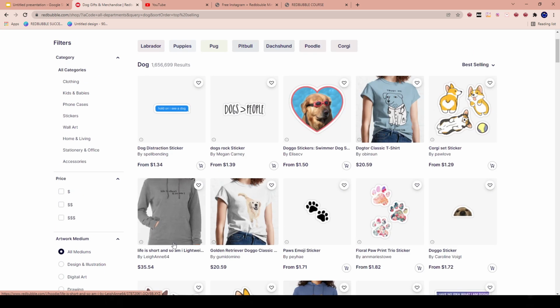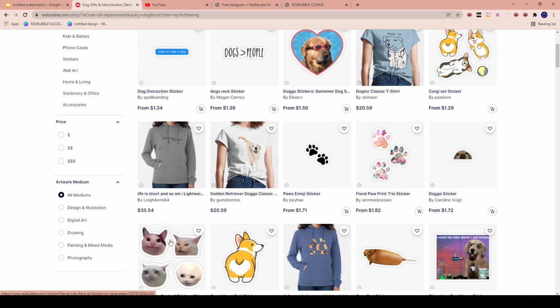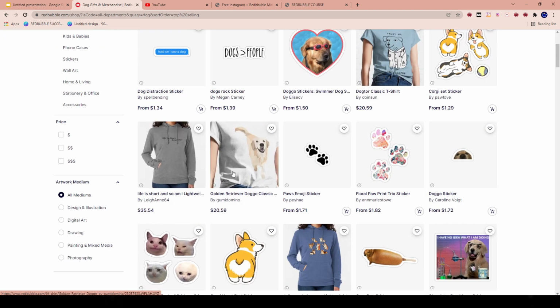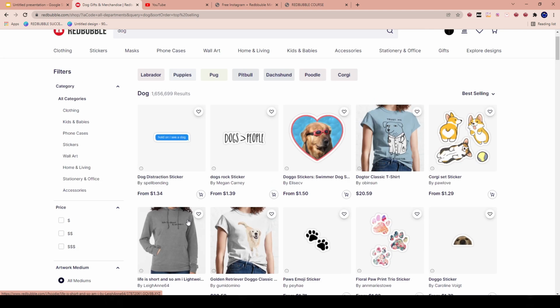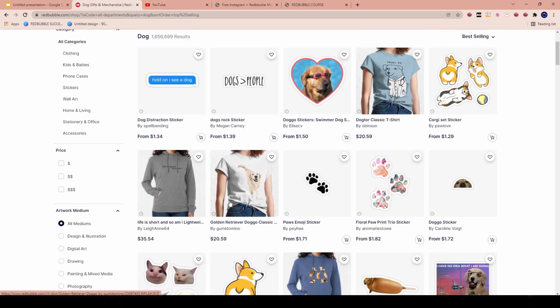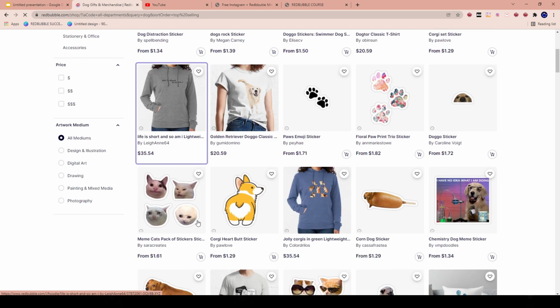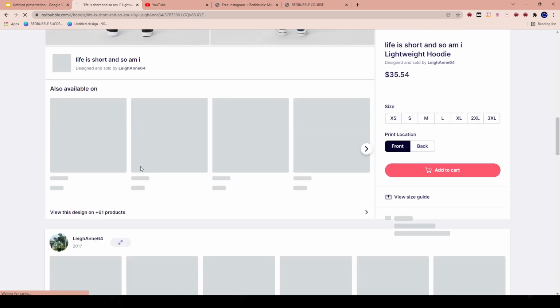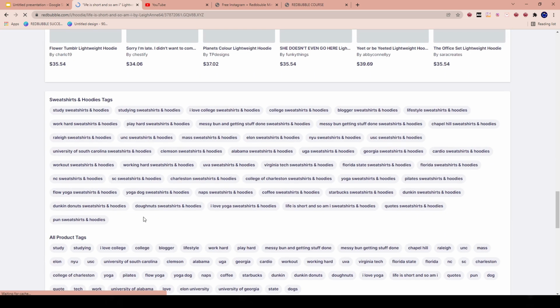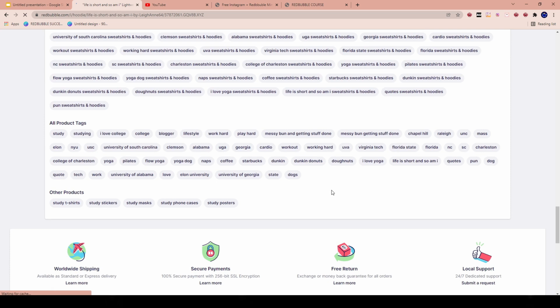It might have the keyword or the tag dog in the tags, but if you look at the situation here, since it's in best selling, this generates more sales than this. But that doesn't mean that when people search for the word dog they're necessarily looking for this design or purchasing this design, right? All the sales might be coming from a completely different tag, but the reason why it's showing up in the best selling is because it simply generates the most sales.